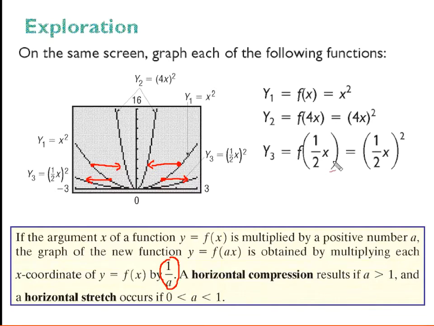So here's my original. When I multiply inside by a fraction, it pulls outward on the graph. So we're going to say it's a horizontal compression when the number's bigger than 1. That was this example here. And it's a stretch horizontally when the number is fractional.